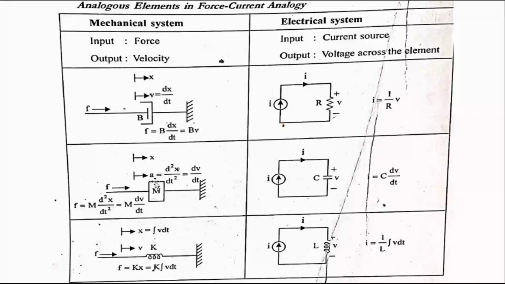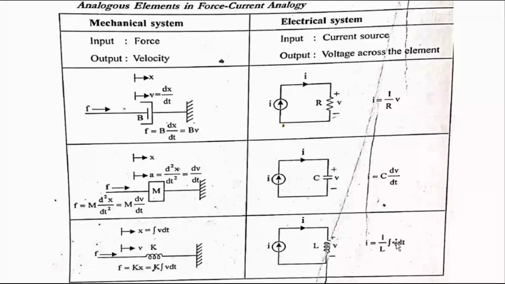Then second, compare the mechanical system with the capacitor. Here the mass element. The force acting on the mass element is m into d square x divided by dt square. Here dx divided by dt is velocity, substitute velocity. So the formula becomes m into dv divided by dt. Then the current flowing through the capacitance formula is C into dv divided by dt. These two equations are similar. Now compare the parameters. Here M, in the electrical system C. Here velocity, here voltage.